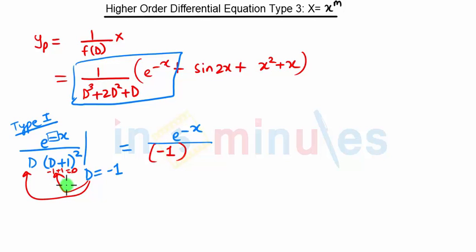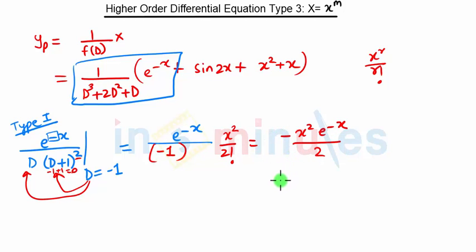In that case, our solution will be x raised to r upon r factorial. What is r? R is the power of this term. The power of this term is 2. So x square upon 2 factorial. So this will be x square e raised to minus x, 2 factorial is 2, and this minus 1 will be minus, the sign will be in the numerator. So the solution for this part is this.